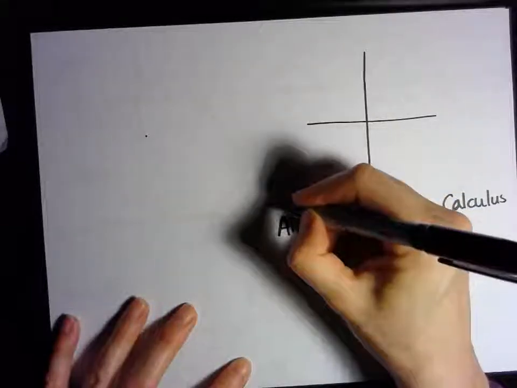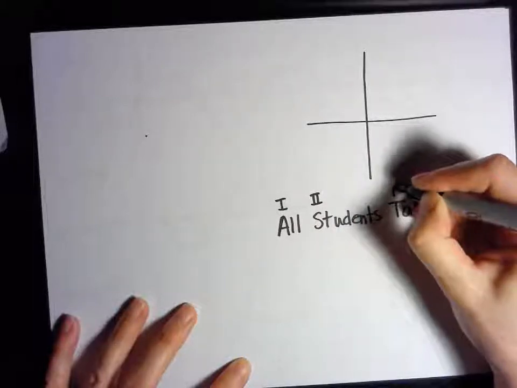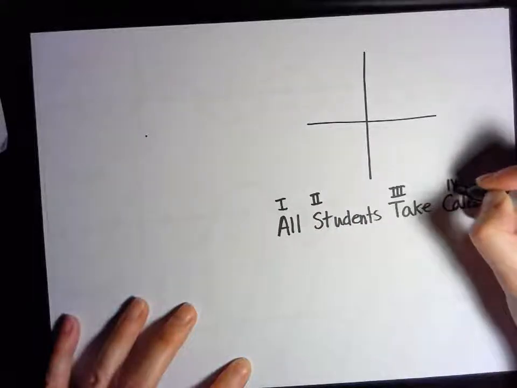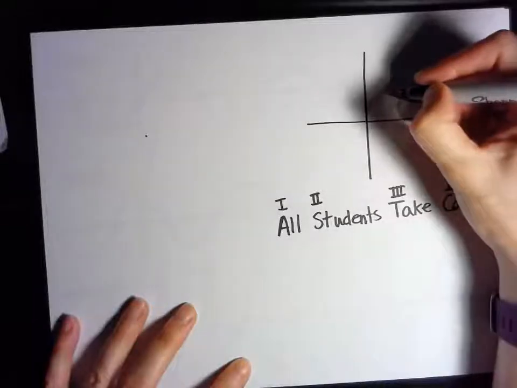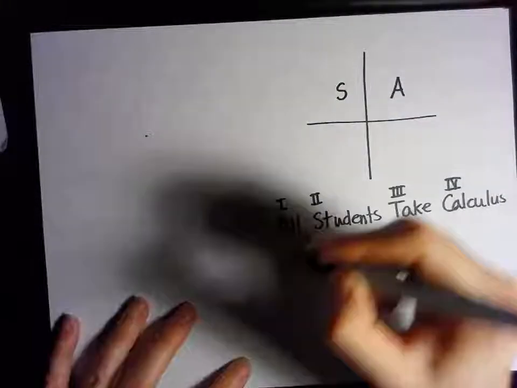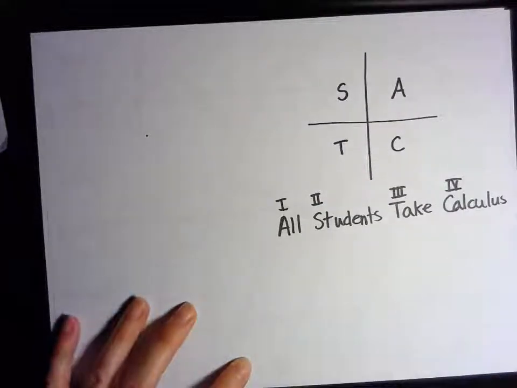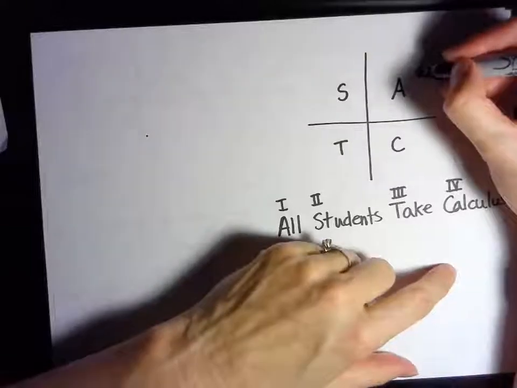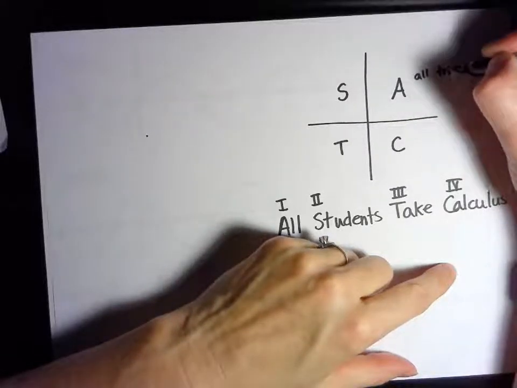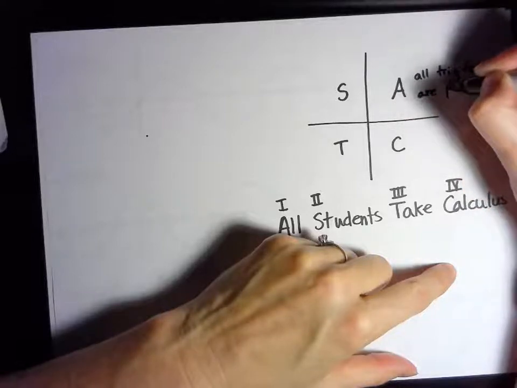Okay, so this is for quadrant 1, this is for quadrant 2, this is for quadrant 3, and this is for quadrant 4. So the A is here, the S is here, the T is here, and the C is here. This A means that all trig functions are positive.